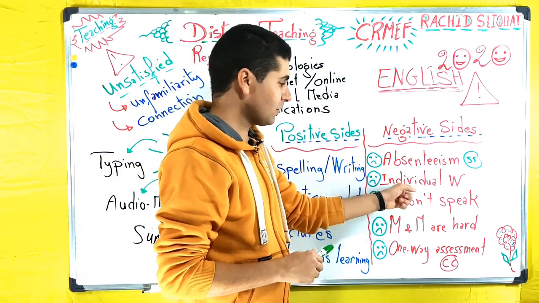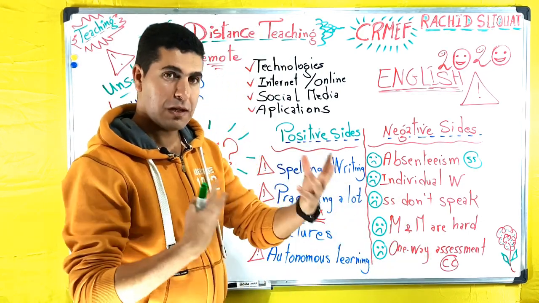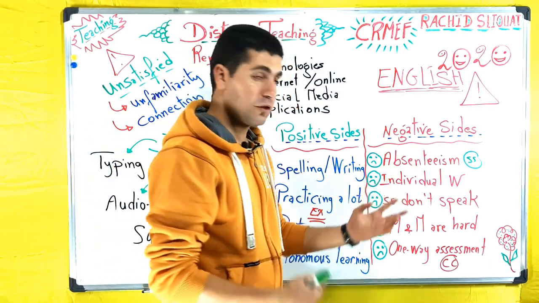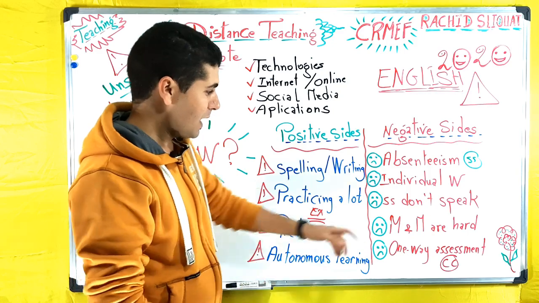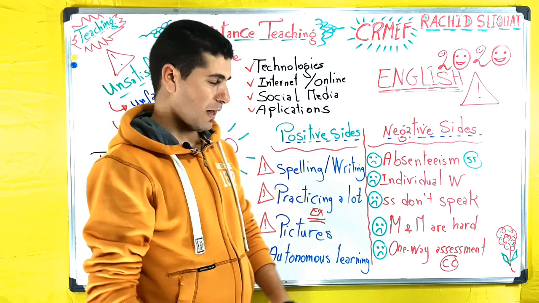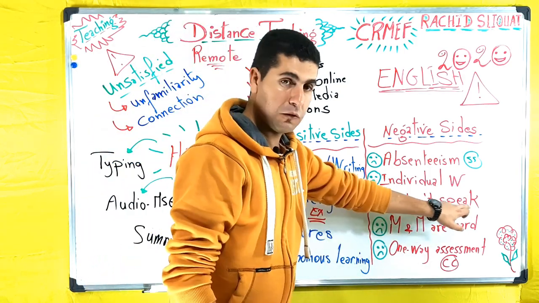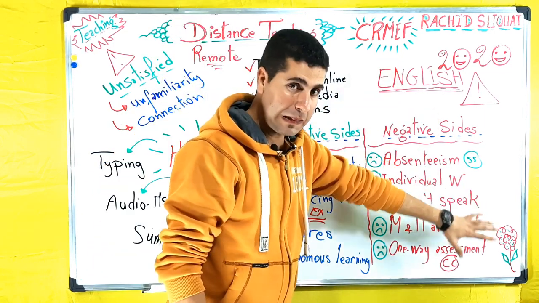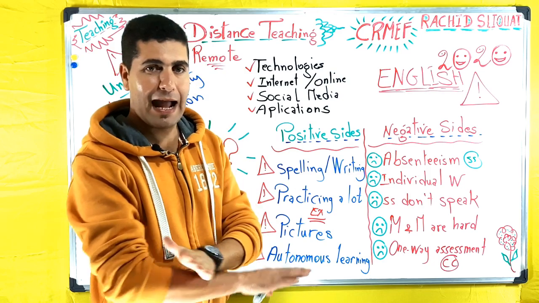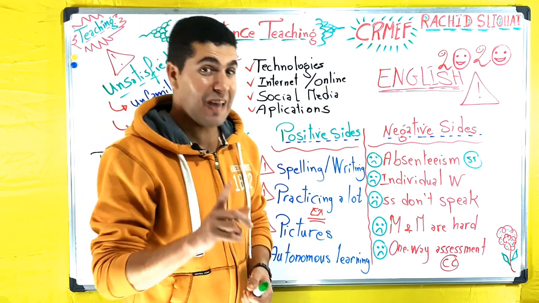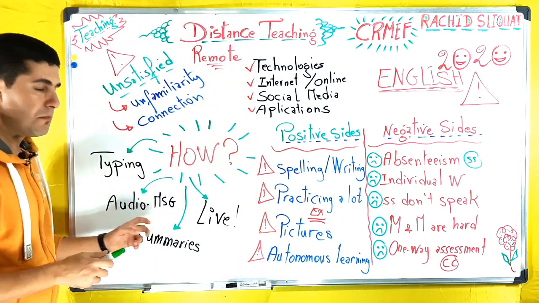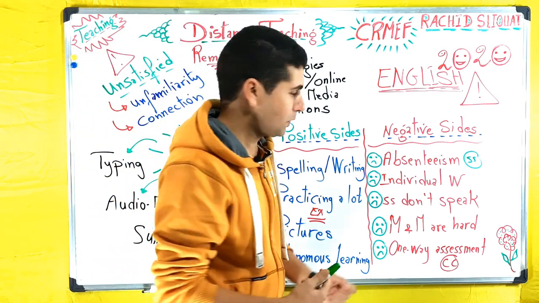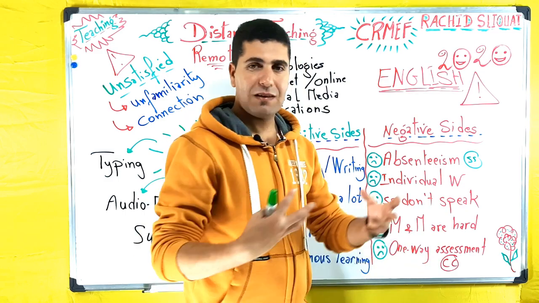All right, so this is a negative side. There is no interaction between students. There is no face-to-face interaction. There is no discussion, etc., okay? Number three, sad again. Students don't speak. And as you know, speaking is good for language learning. So this skill, speaking, is totally absent. Unless some students send some audio messages, they speak. But the majority don't. So the speaking skill is totally absent.